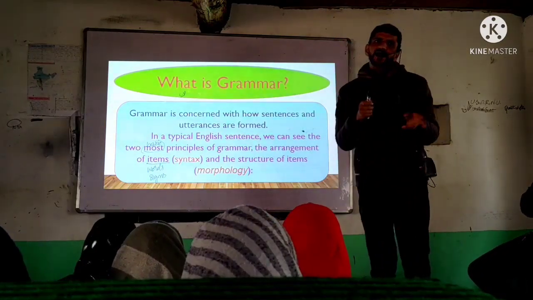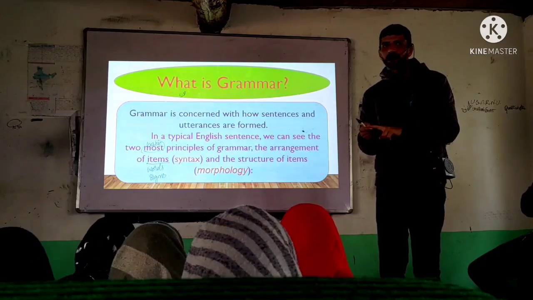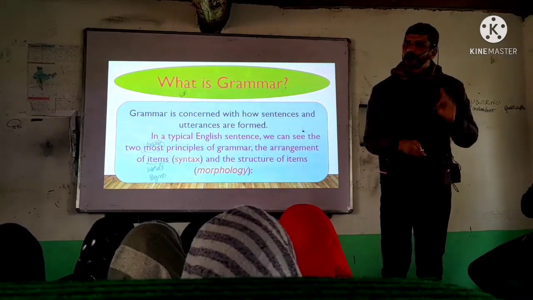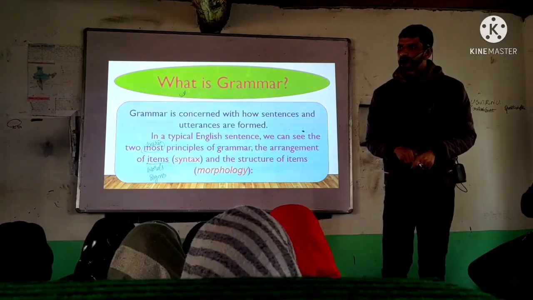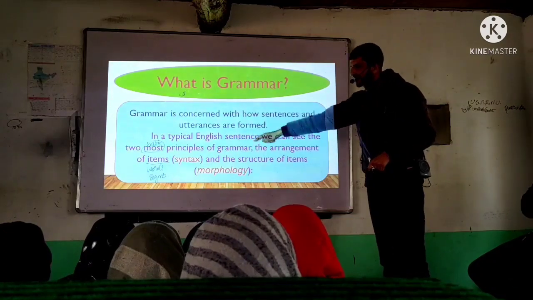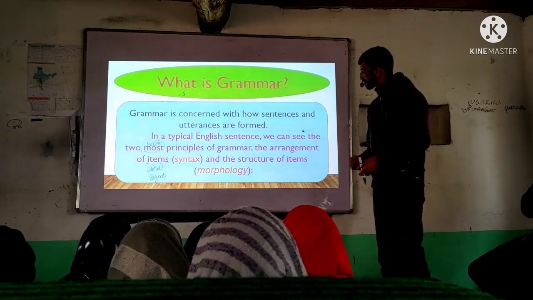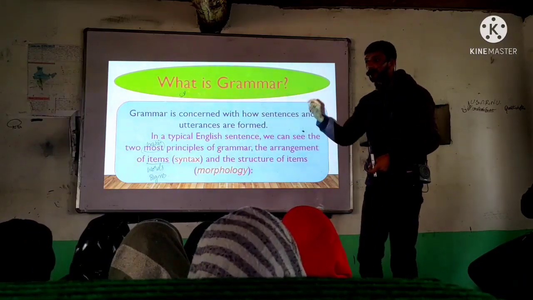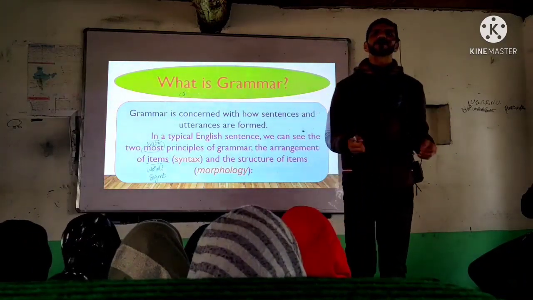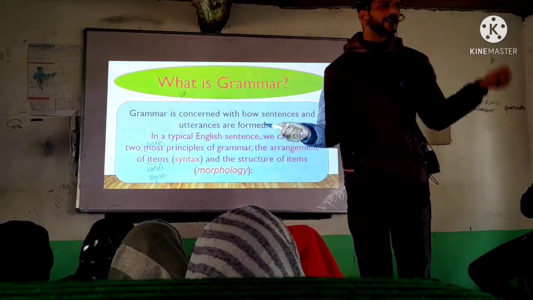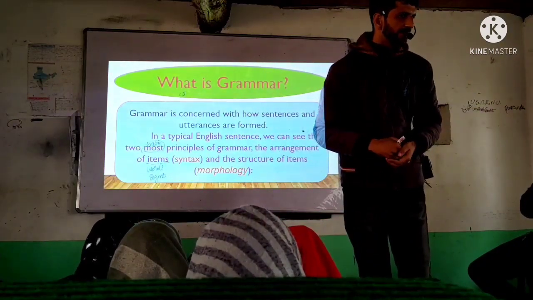Whenever we see any English sentence, we see there two basic principles of grammar. One is syntax, another one is morphology. In syntax, we learn the arrangement of words. Arrangement of words means the word order, the order of words.